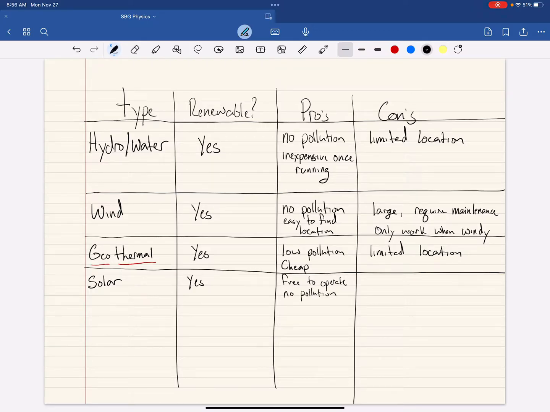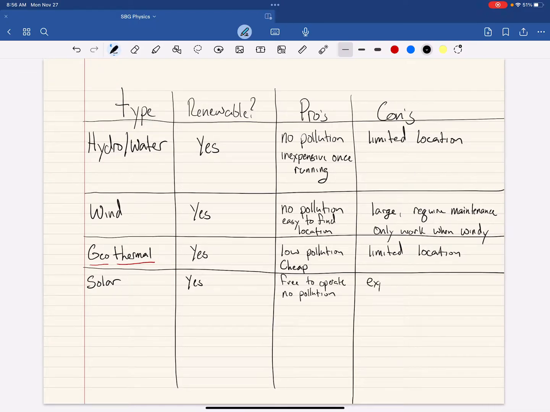These are the ones you're probably the most familiar with because lots of people decide to put solar panels on their house. They are expensive to set up. As anybody who has solar panels on their house will tell you, the initial investment is pretty expensive. For one house to put solar panels on, it can be upwards of $15,000, $20,000. And again, it only generates electricity when it's sunny.